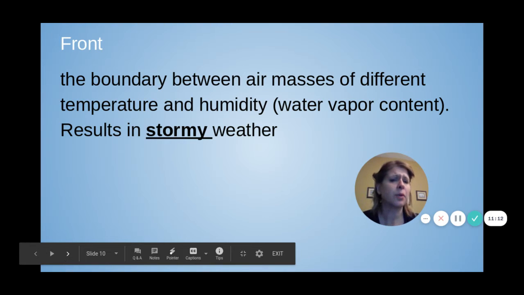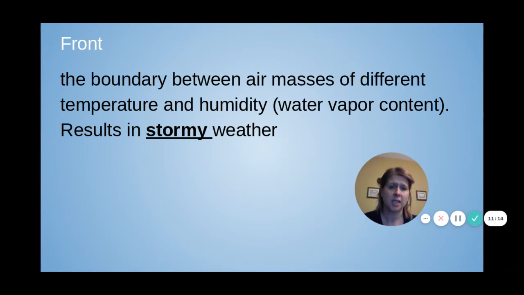All right, the next concept we're going to be looking at is the word front. Now, if you watch the news or the weather on the news, you probably have paid attention to these things. They may not directly talk about them to you, but they're focusing on these as they are working toward weather forecasting. Fronts are the boundaries between air masses of different temperature and humidity, meaning the water vapor, that can result in stormy weather. Now, there are two fronts that we're going to be working on, cold fronts and warm fronts.